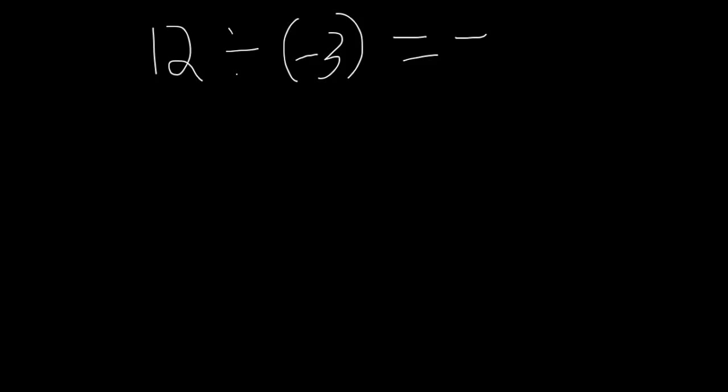Now the same also works for division. So, if you have 12 divided by negative 3, since 12 is positive and negative 3 is negative, you can figure out that the answer will be negative. So then what you do, take away the negative, and you're left with 12 divided by 3, which is 4. Then, since you know 12 divided by 3 is 4, and 12 divided by negative 3 is going to be a negative number, you can figure out that 12 divided by negative 3 is negative 4.